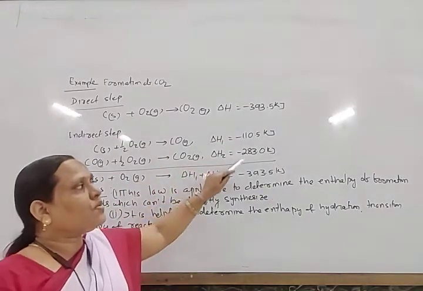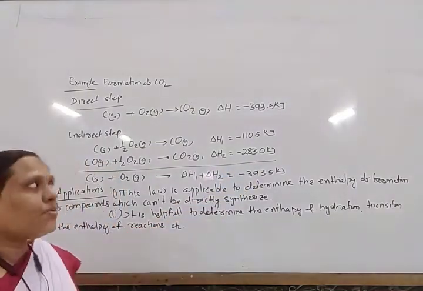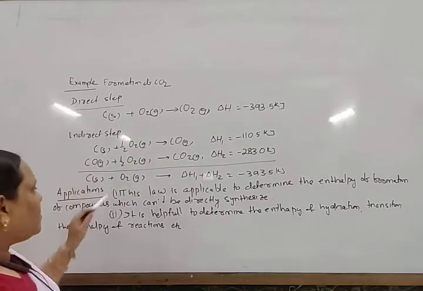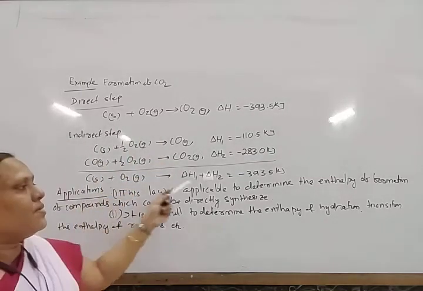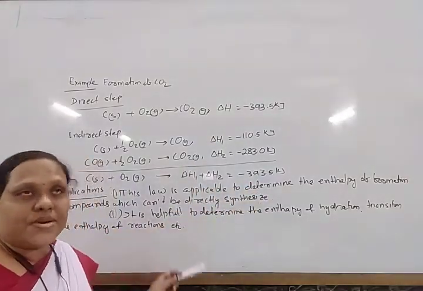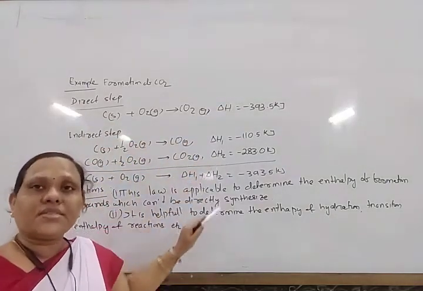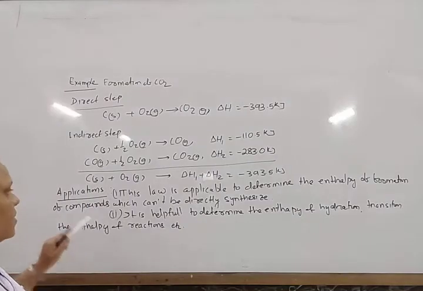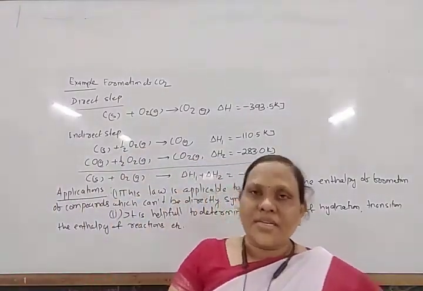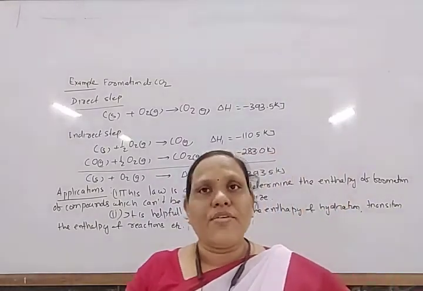Here ΔH2 is minus 283.0 kilojoule. Now from this it is clear that when you add these two equations, carbon solid and O2 give rise to CO2 with minus 393.5 kilojoule. So it is concluded that ΔH is equal to ΔH1 plus ΔH2. Then what are the applications? It is applicable to any thermochemical equations by addition, subtraction or multiplication. We can determine the heat of a reaction.